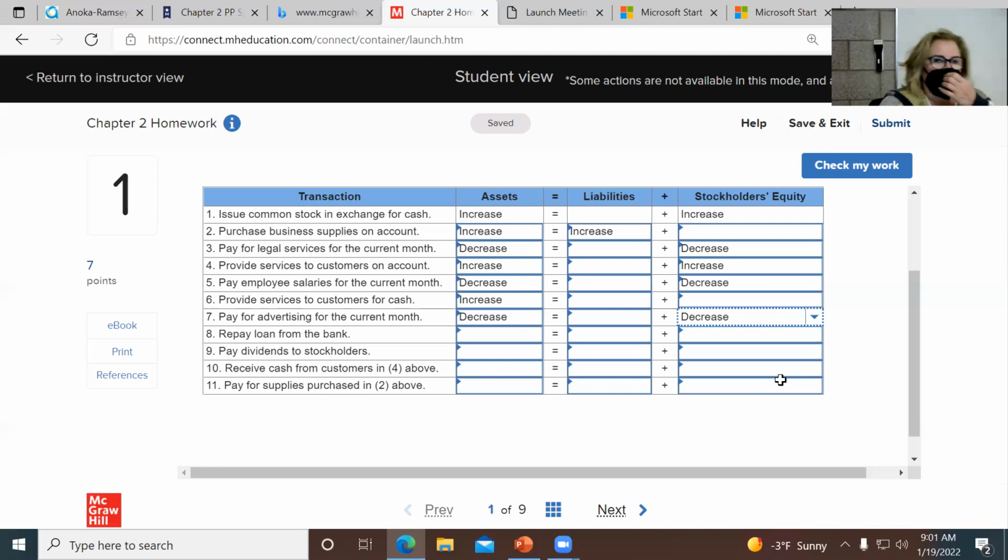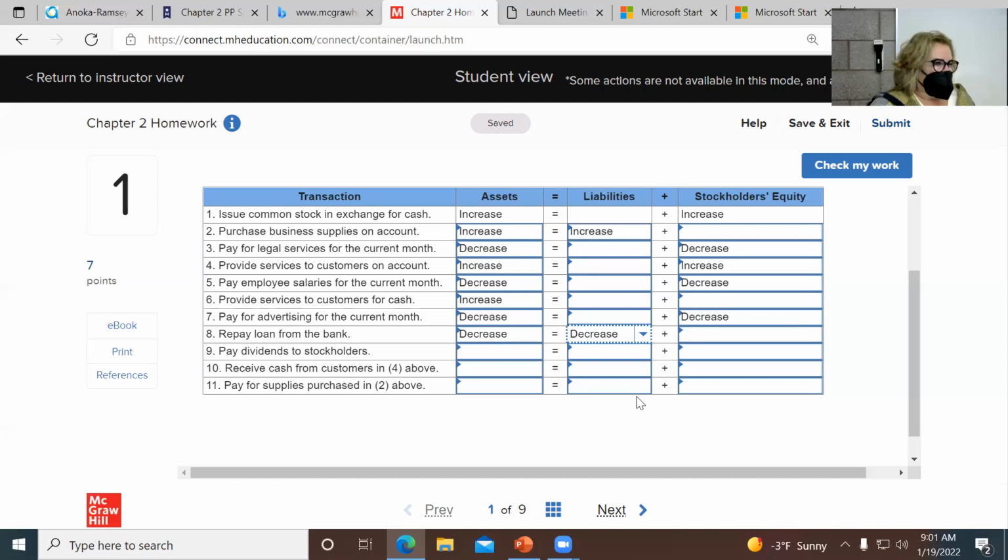Right? When we repay a loan from the bank, what are we doing, guys? We're using cash. Is the cash increasing or decreasing? It's decreasing. What else? When we pay back a loan, what's decreasing on the other side? Our liability. We don't owe it anymore. It's decreasing.